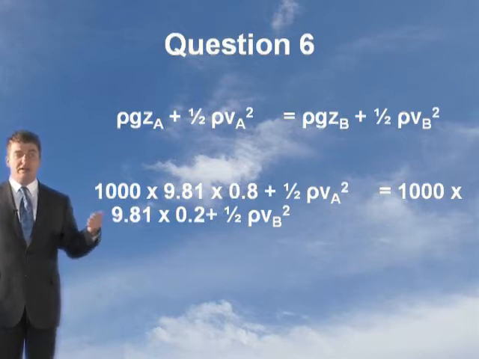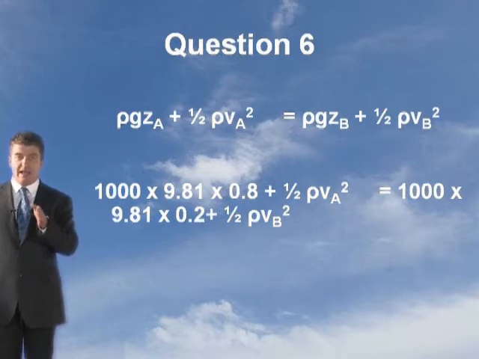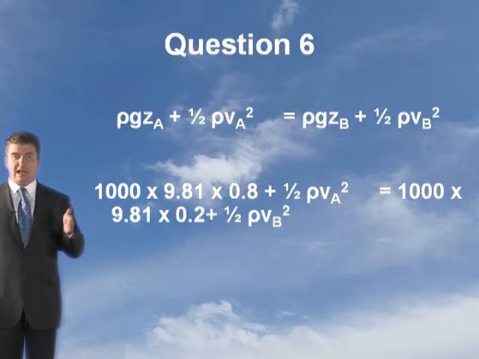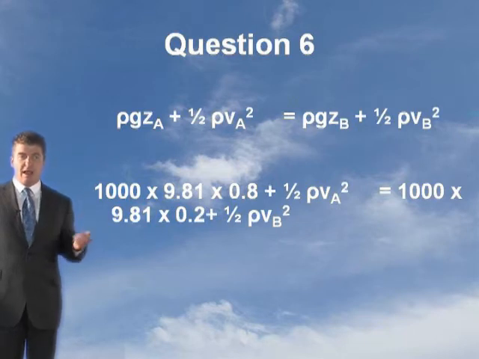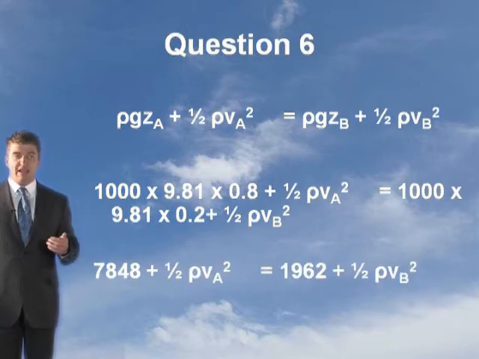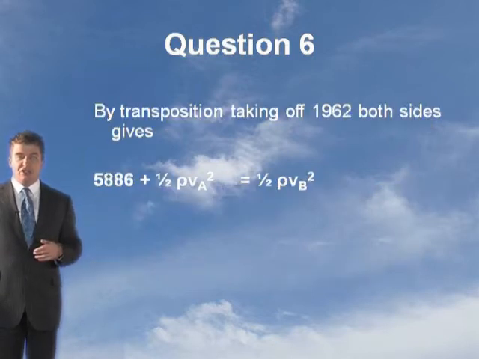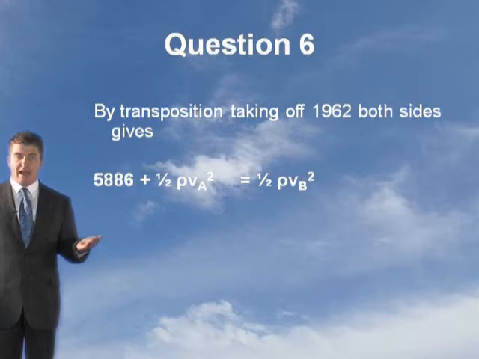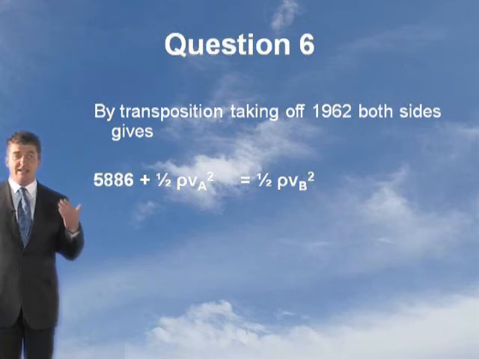You've got 1,000 times 9.81 times 0.8, which is the pressure energy in metres head at point A, plus half rho VA squared equals 1,000 times 9.81 times 0.2, 200 mil on the manometer. That's that energy, plus half rho VB squared. Multiplied out gives you 7848 plus half rho VA squared equals 1962 plus half rho VB squared. Now, transposition: take off the lower number, which is 1962. If you take that off both sides, which is what you do, you get 5886 plus half rho VA squared equals half rho VB squared.